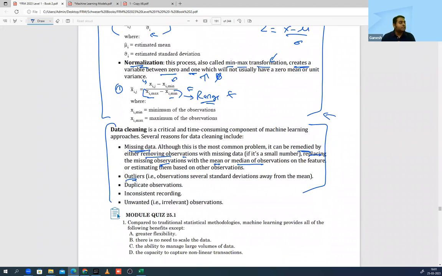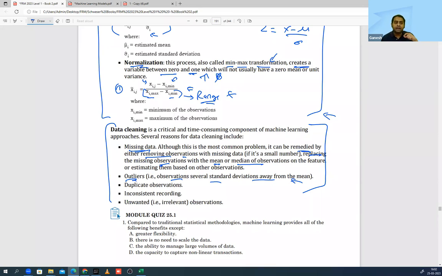Outliers. What is an outlier? An extreme value. Suppose I have a class, all of you guys, and the average weight is around 50. There is one student who is 200 kg. So it is a big outlier, because if I use that outlier, the average will get impacted. So I want to avoid it. So I will do what? Generally we remove these outliers.